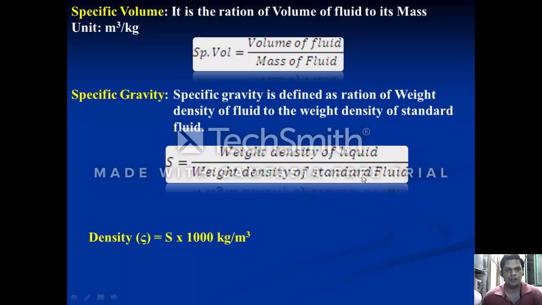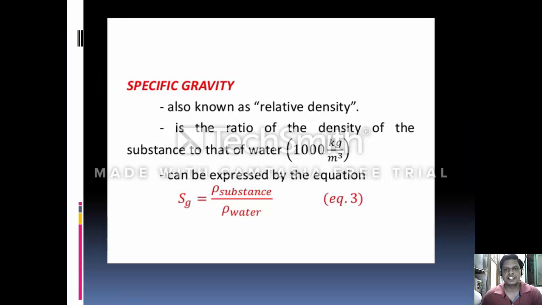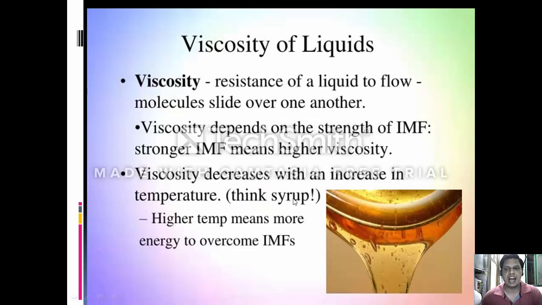In case of liquids, we will take the standard fluid as water. In case of gases, we will take the standard fluid as air. So you can say the formula: density is equal to specific gravity into 1000 kg per meter cube. We know that the specific gravity of mercury is 13.6. Specific gravity is also known as relative density. Next, come to another important property, viscosity.